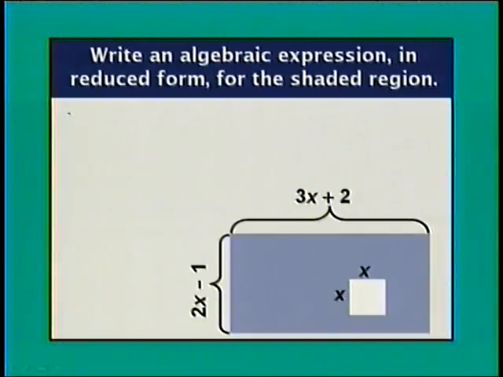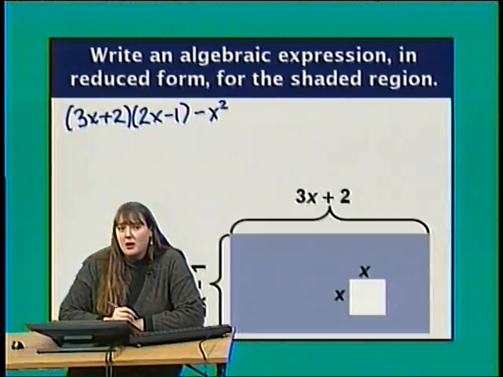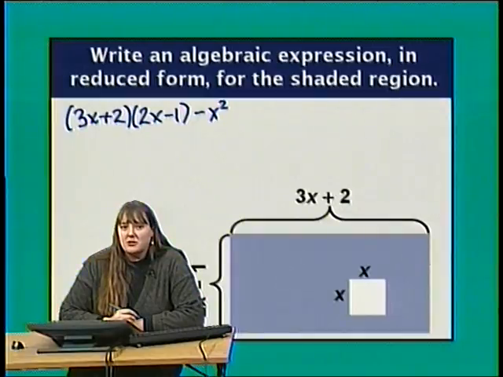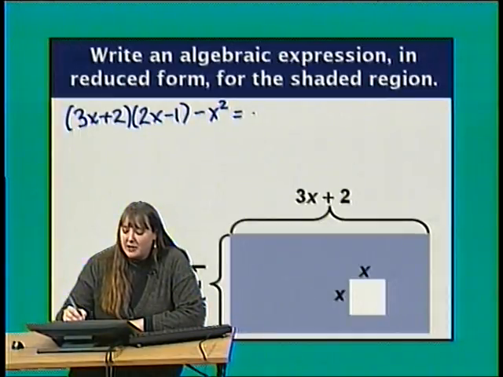So the area of the rectangle, length times width, is 3x plus 2 times 2x minus 1. Minus the area of the square would be minus x squared. I'm asked to write my algebraic expression in reduced form, so I need to go ahead and do some algebra here. At the beginning of this expression, I have a binomial times a binomial. That gives me the area of the large rectangle. Since it's a binomial times a binomial, I'll apply FOIL.